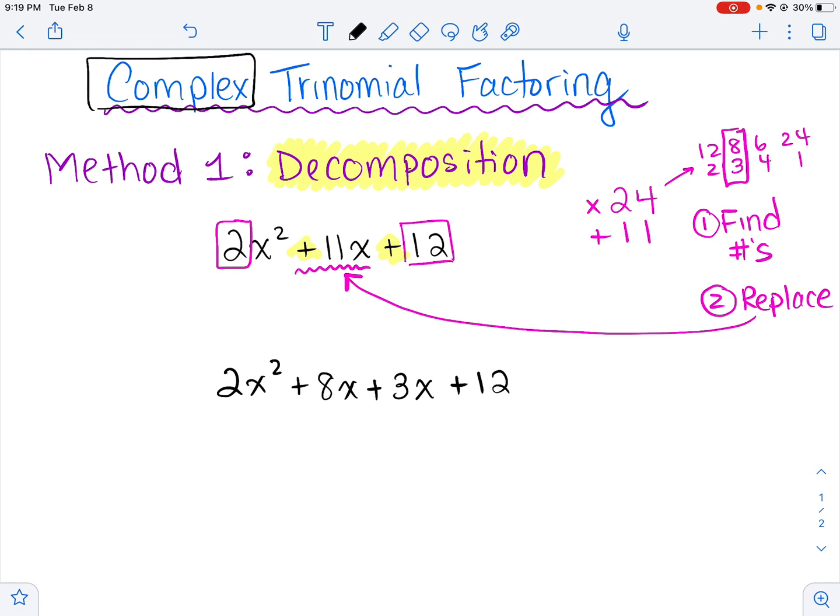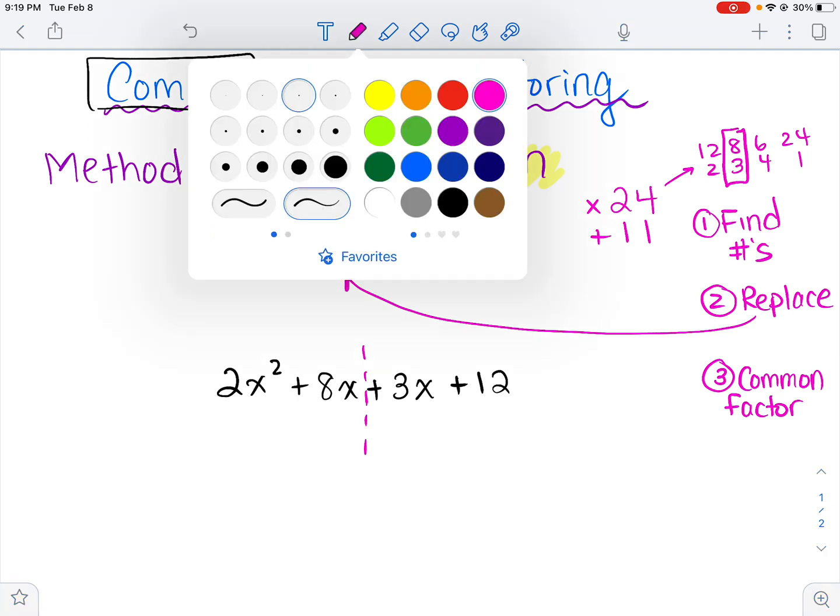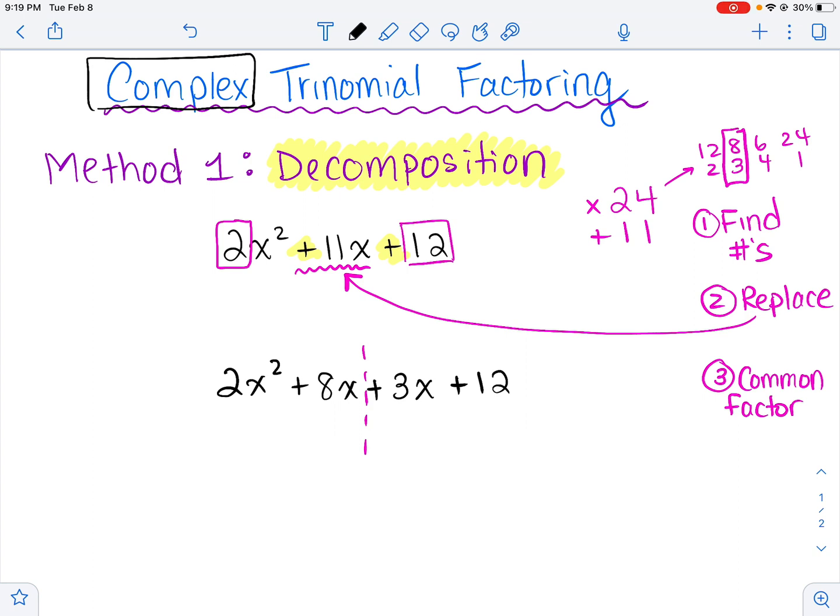All right, step 3. Now we have to common factor each part. So we're going to split our equation here, and we're going to common factor each half. From my first two terms, 2x squared plus 8x, I look and see what they have in common. They both have an x, so I'm definitely going to factor out an x. This one has a 2, and this one has an 8. What are they both divisible by? They're both divisible by 2. So 2x is going to be my common factor.